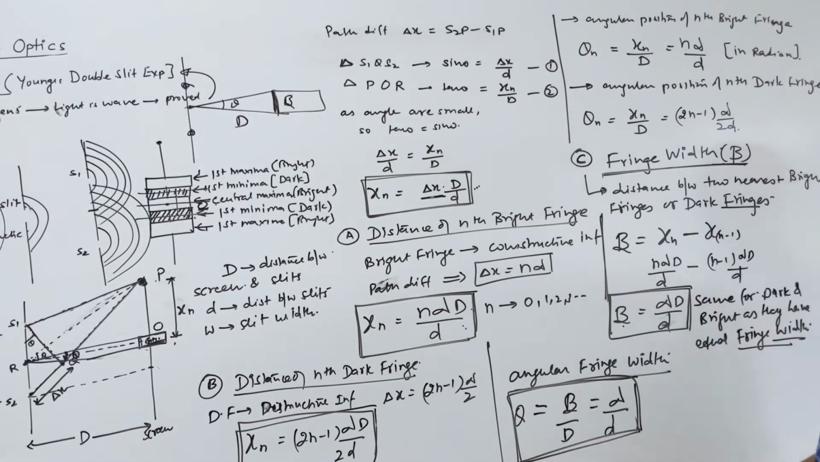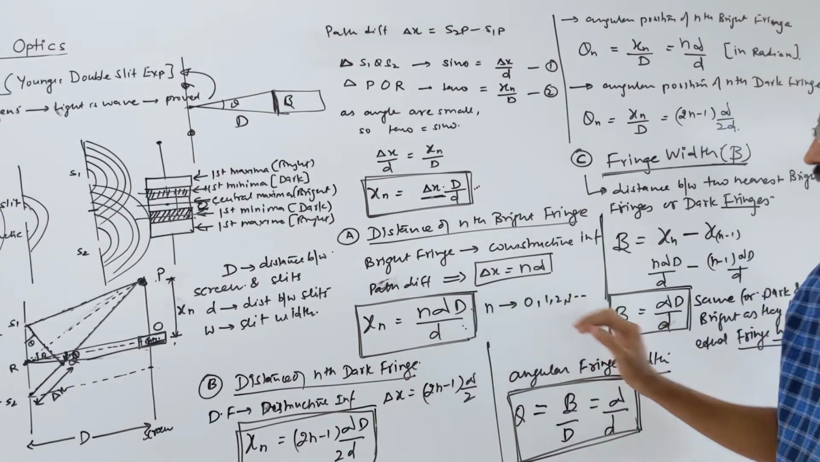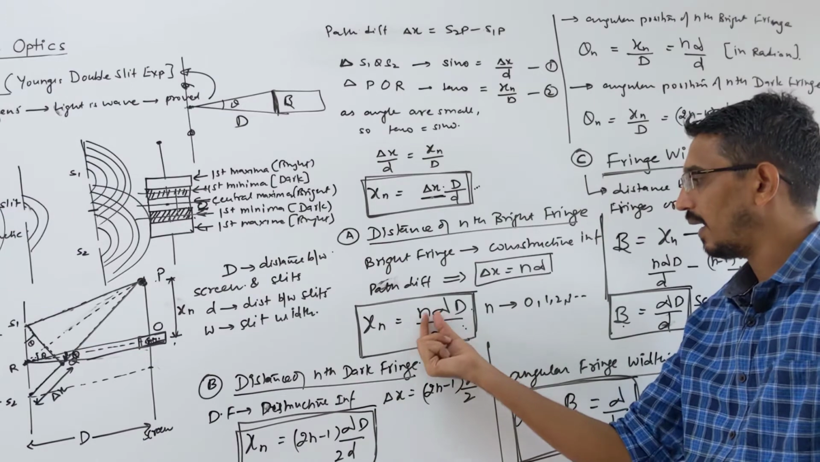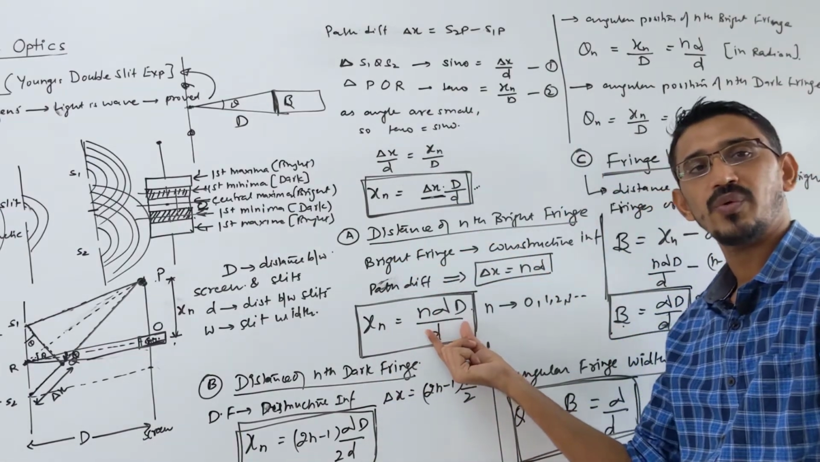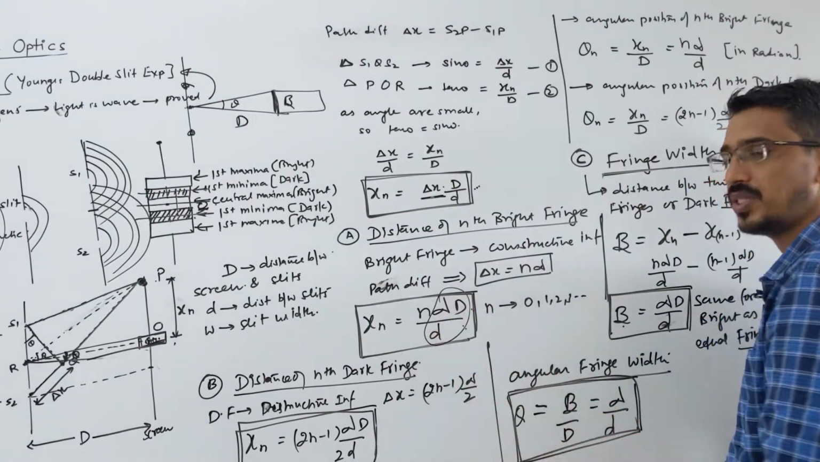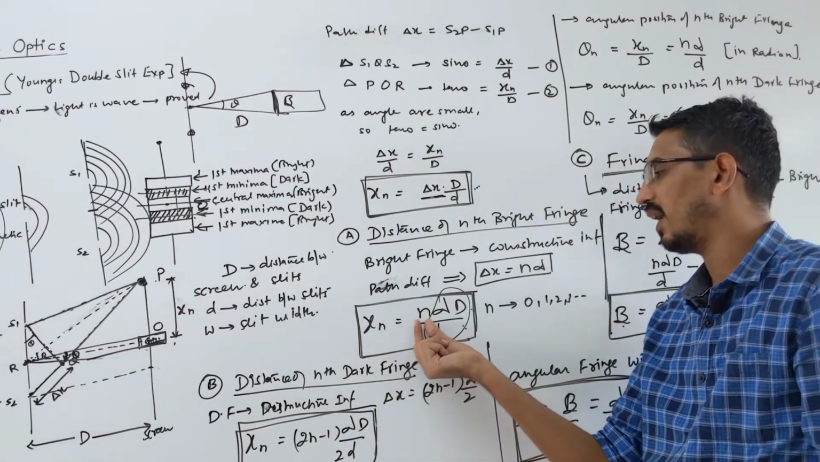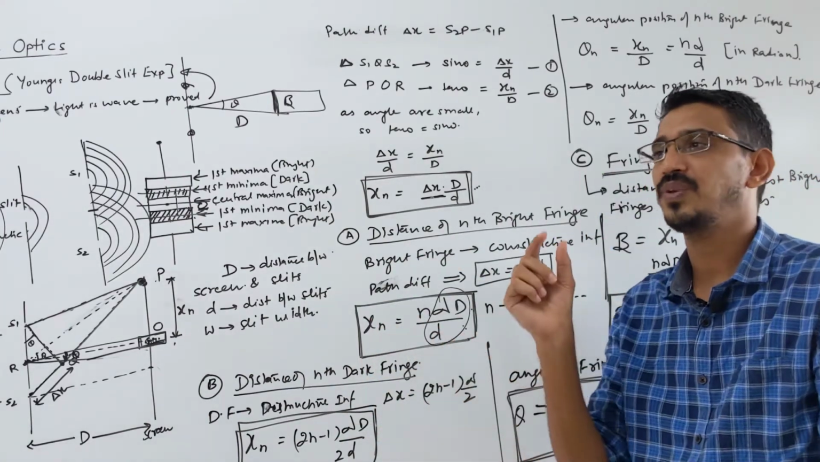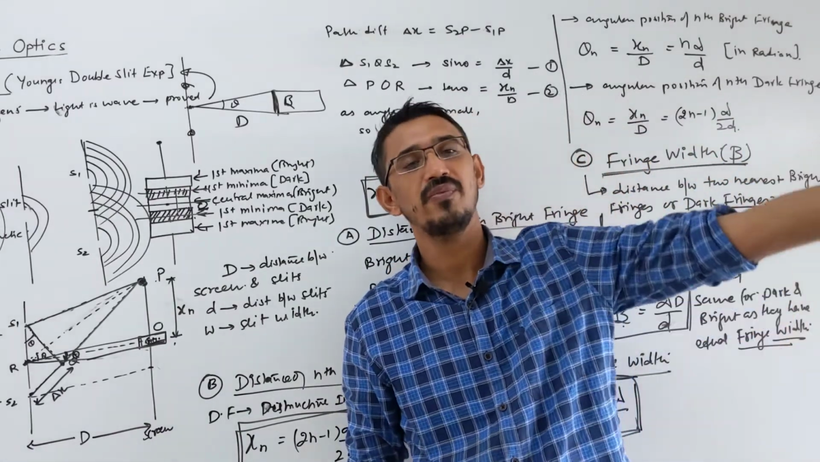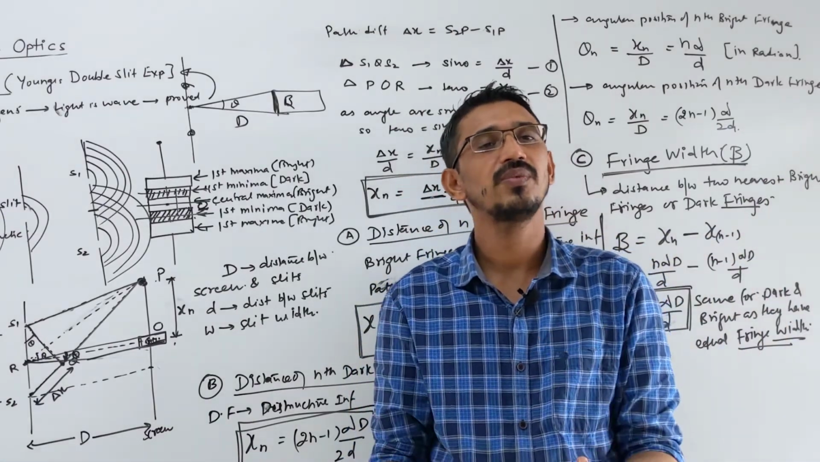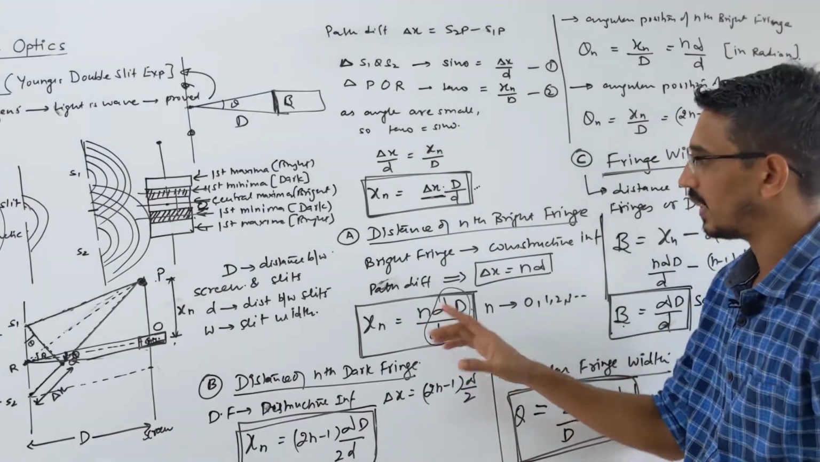Okay, let me clean the board, then I'll tell you some shortcuts on how fringe width and these distances are related. If you watch carefully, look here, n lambda by d. You want to find the distance of the nth bright fringe. This is one formula. If you watch carefully, this part is nothing but the fringe width, that beta. So the distance of the nth bright fringe, you can also write as n into beta. If you know the fringe width, suppose 10 centimeter, then what is the distance of the fifth bright fringe? 5 into the thickness of one fringe, the width of one fringe. So you can simply write n times beta. I will write all these shortcuts.